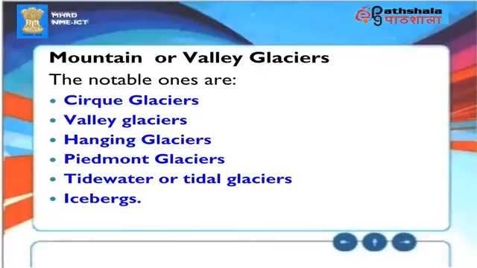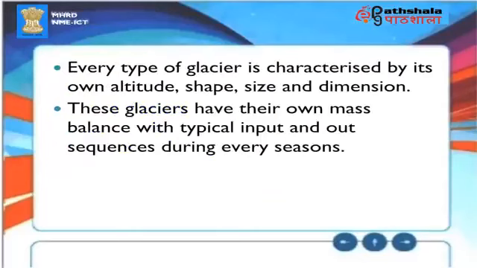Alpine glaciers have several subtypes. The notable ones are Cirque Glaciers, Valley Glaciers, Hanging Glaciers, Piedmont Glaciers, Tidewater or Tidal Glaciers, Icebergs. Every type of glacier is characterized by its own altitude, shape, size, and dimension. These glaciers have their own mass balance with typical input and output sequences during every season.